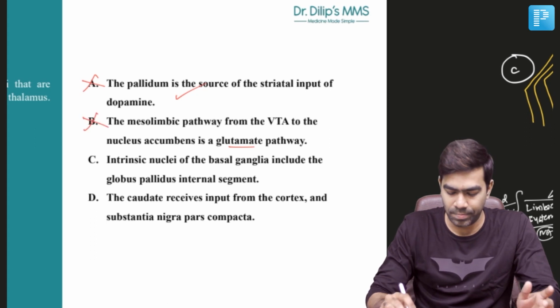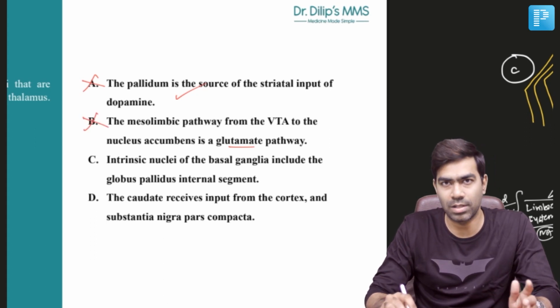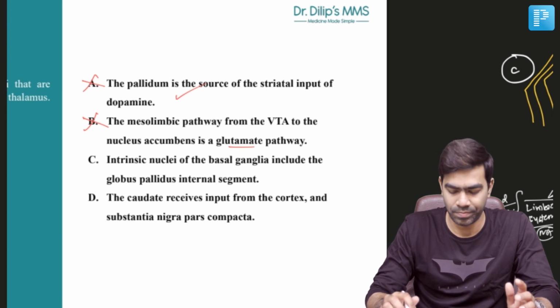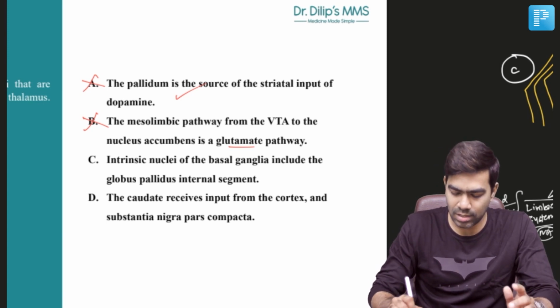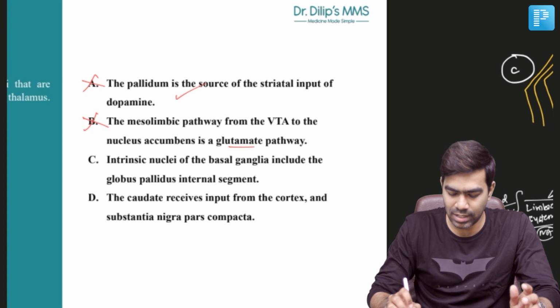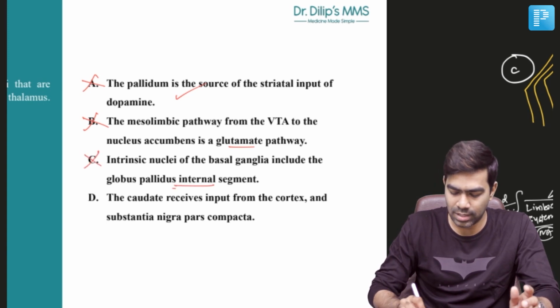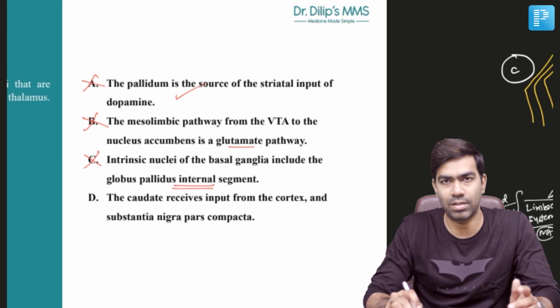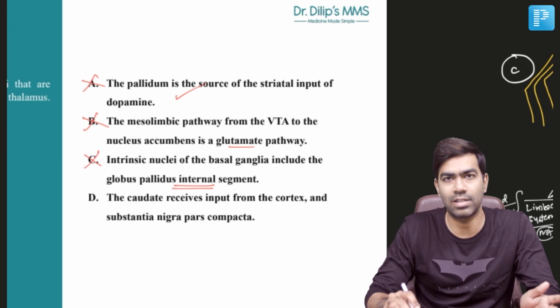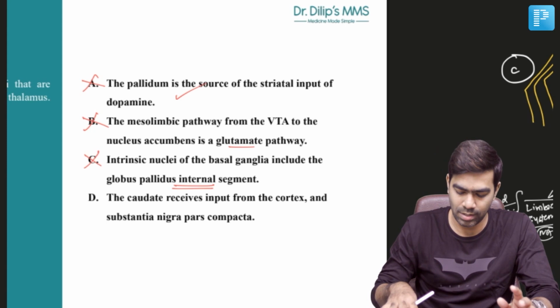We know that the mesolimbic pathway is a dopaminergic pathway involved in reward and addiction. Now, option C states intrinsic nuclei of the basal ganglia include the globus pallidus internal segment. That's also a wrong statement because we know the globus pallidus internus is an extrinsic segment and globus pallidus externus is an intrinsic segment. We all know that.